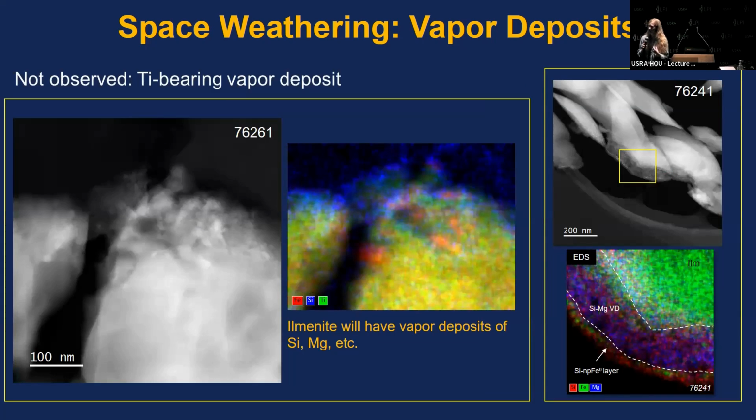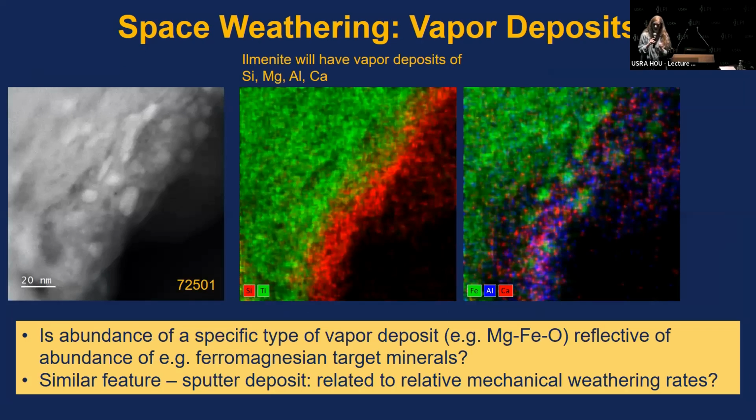Something we don't encounter, at least to my knowledge, in the hundreds of areas that we've looked, are titanium-bearing vapor deposits or melt splashes. This might have something to do with the relative abundance and robustness of the oxide phases. Ilmenite, however, on the other hand, will have deposits of exogenous materials, silica, magnesium, aluminum. Here are a couple examples of ilmenite grains that have silica material. This one has silica and magnesium vapor deposit here on the right. And here's another ilmenite grain that has deposits of silica, aluminum, and calcium.